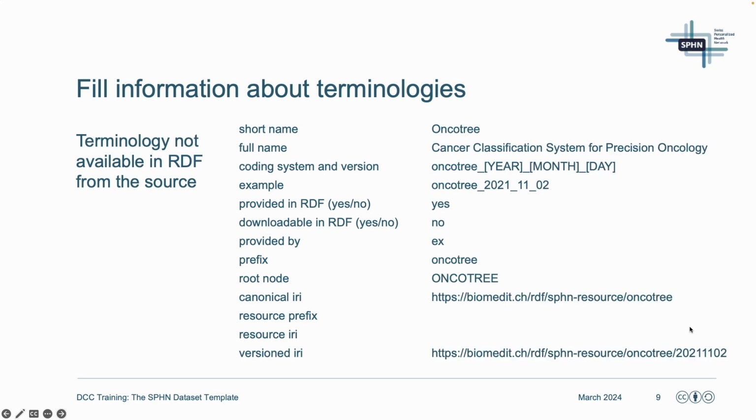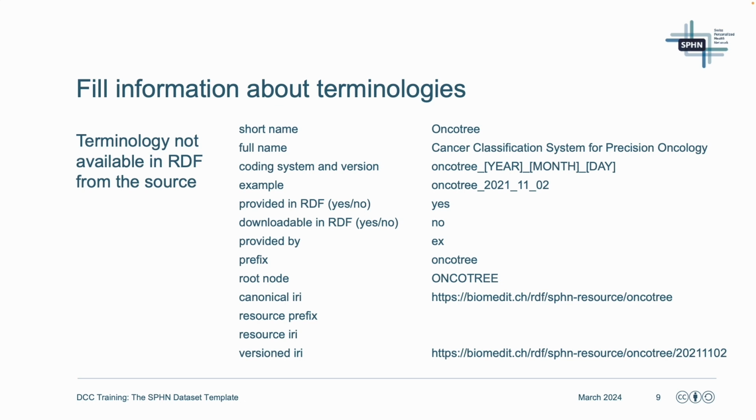When the terminology is not available in RDF from the source, you have the possibility to create an RDF file with the codes of that terminology yourself. In such a case, the same information as previously should be provided with some exceptions. The short name, full name, coding system, and version example are unchanged and must still be given accordingly.